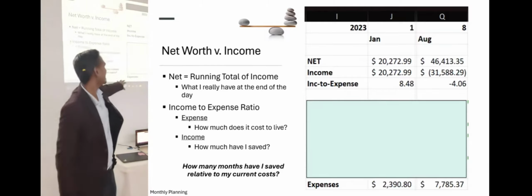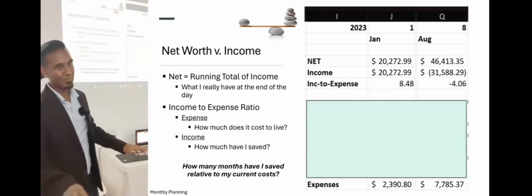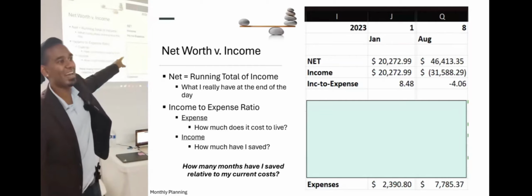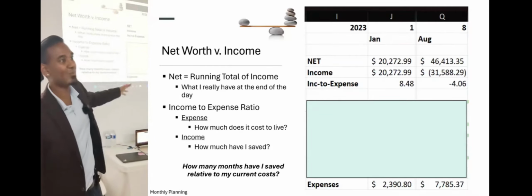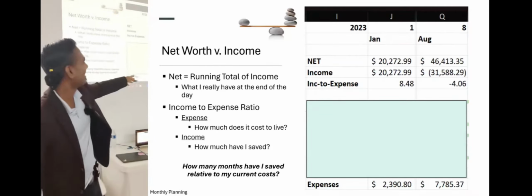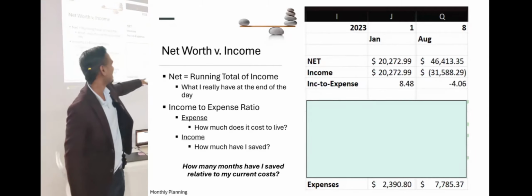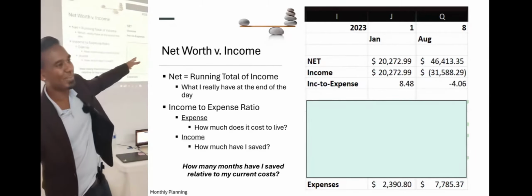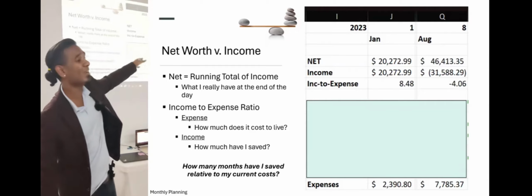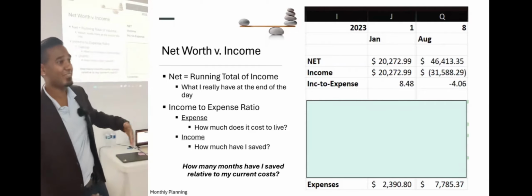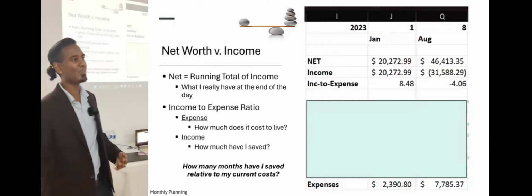So if my expenses stayed at $2,300 forever, I just saved 8.5 months of expenses that will last me 8.5 months. On the contrary, my expenses for August was $7,700. I lost money that month. So what happened is I lost 4 months of savings that I won't have going into the future.